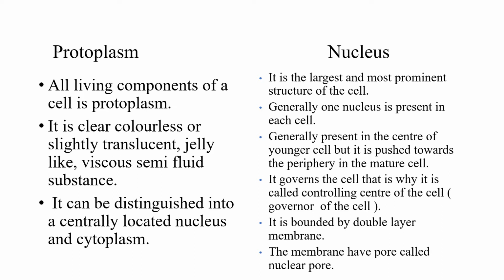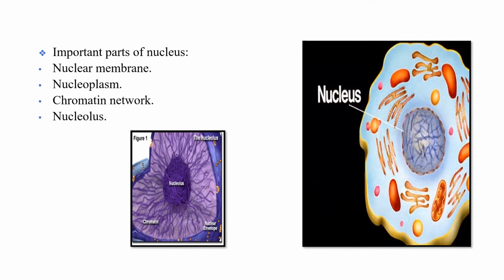It governs the cell. That is why it is called the controlling center of the cell or governor of the cell. It is bounded by a double layer membrane, the nuclear membrane, that in between has pores, called nuclear pores. Through those pores, entry and exit of materials inside and outside the nucleus takes place. Important parts of nucleus: nuclear membrane, nucleoplasm, chromatin network and nucleolus.